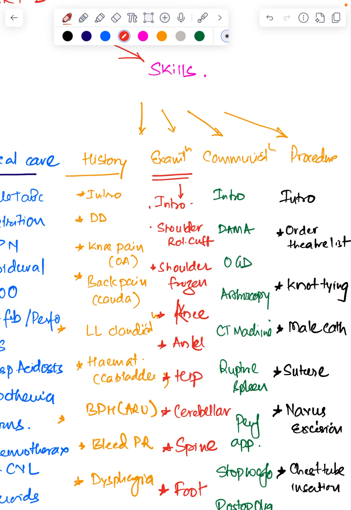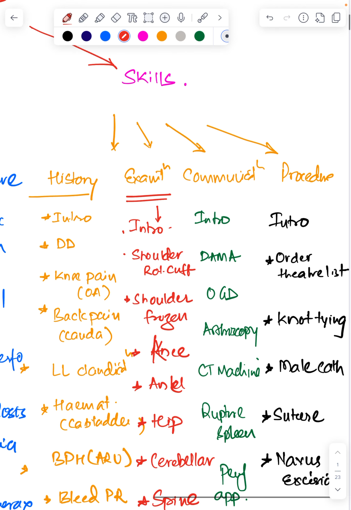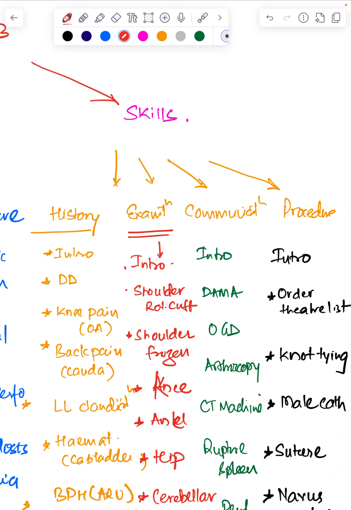Let's go for the skill part. The knowledge part, everyone knows you have to go and study for that. The skill part has four major stations. There are two stations for the history, three for the examination, then two and two. So around nine stations total are there in this.